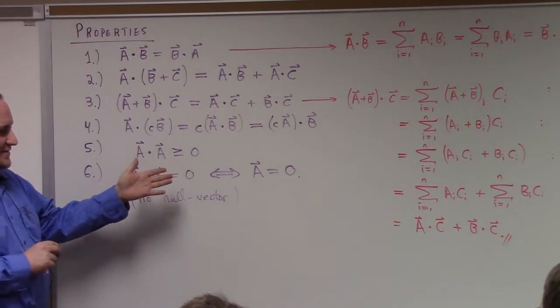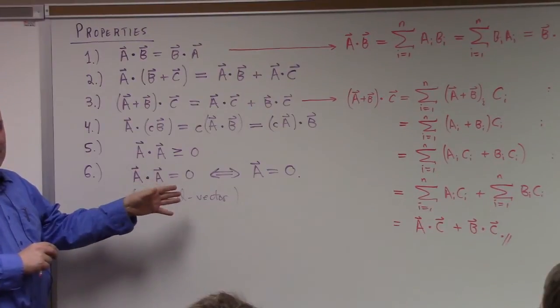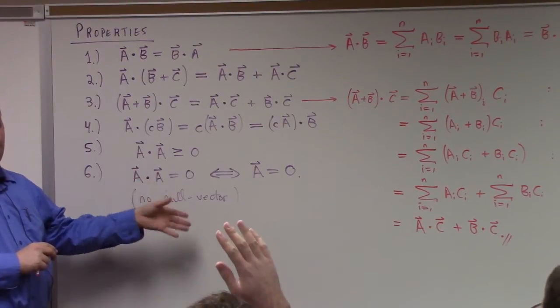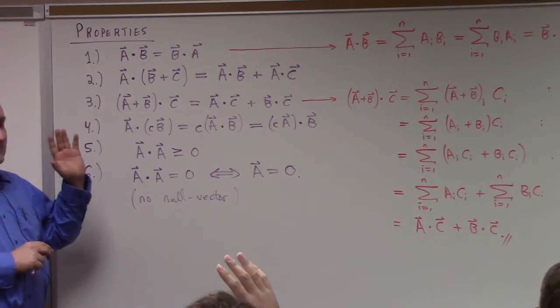So 0 is a curious thing, right? We use that symbol 0 for the 0 vector, the 0 matrix, the 0 number, the 0 function.